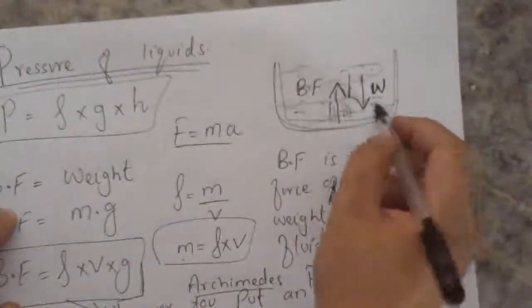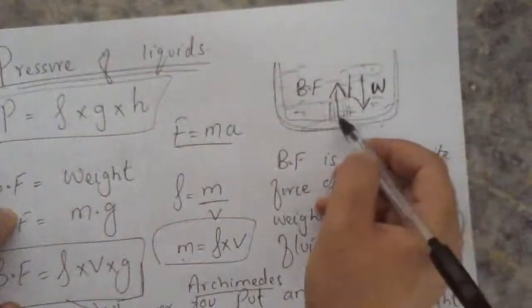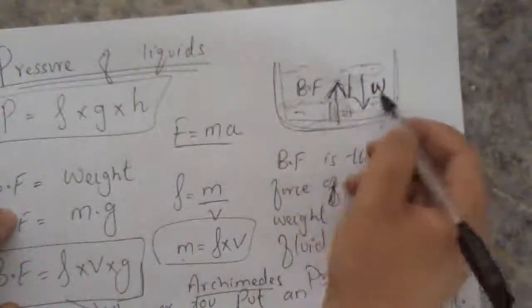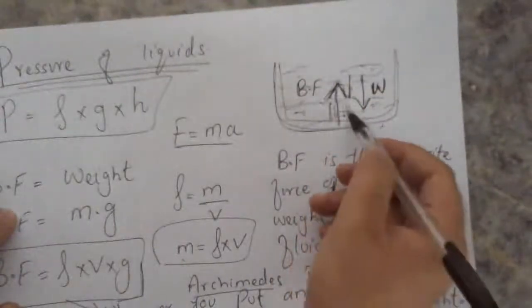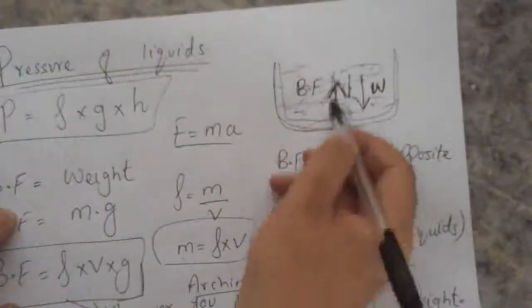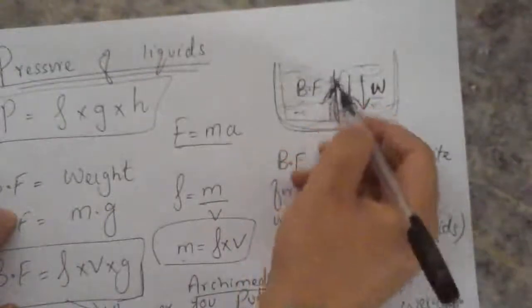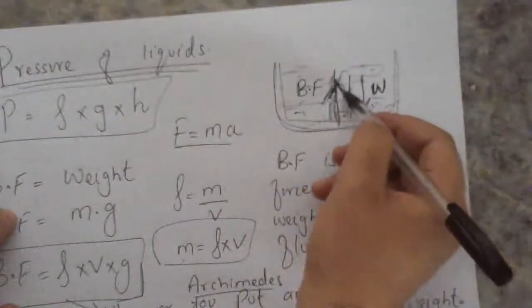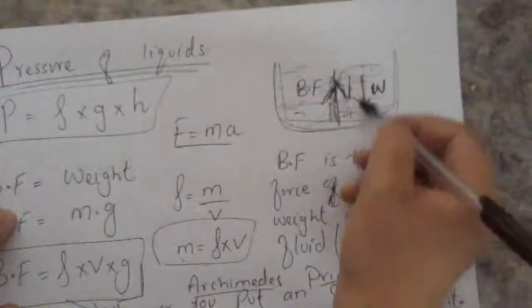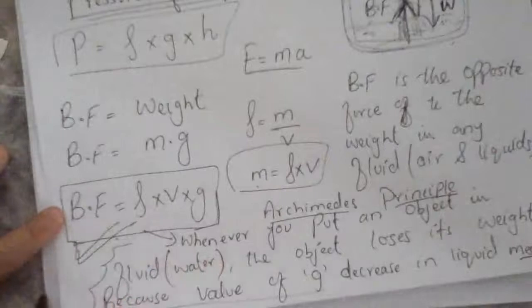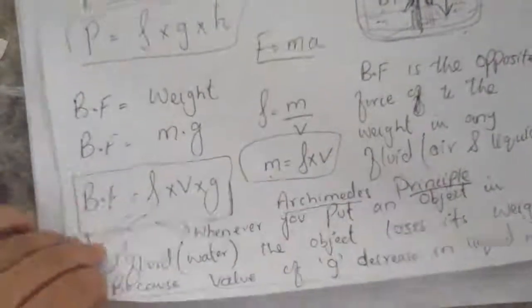the water molecules in the fluid act opposite to the weight. So the water molecules will try to push the object in the opposite direction, in the upward direction, opposite to gravity. So this force which is acting against gravity is called buoyant force, and its formula is this. I hope that you have understood this topic.